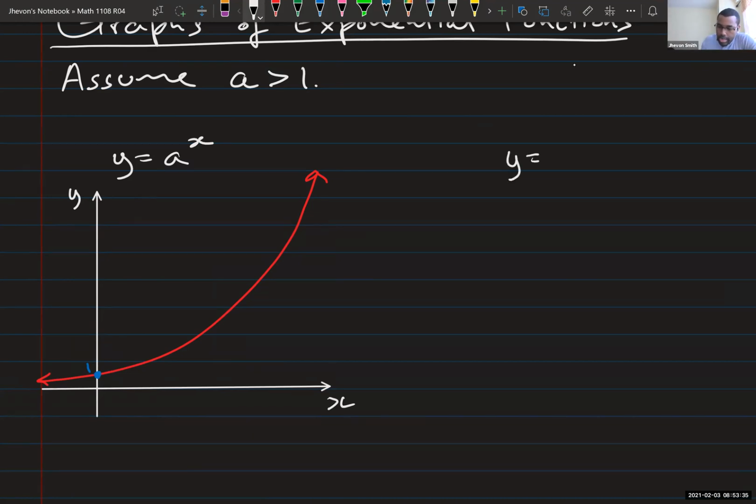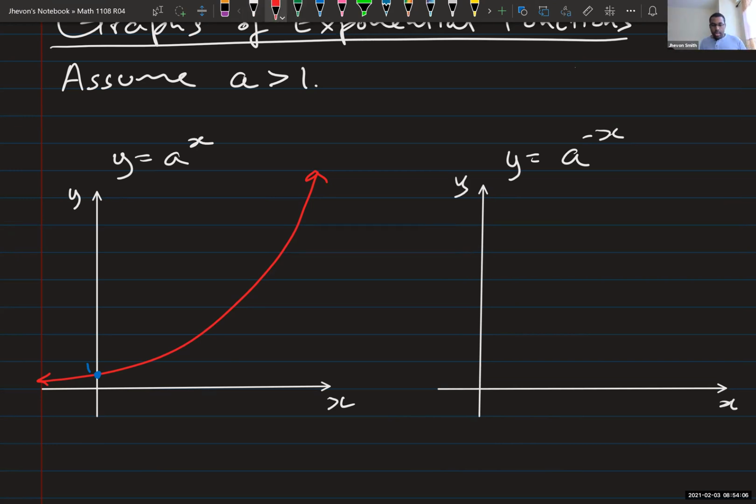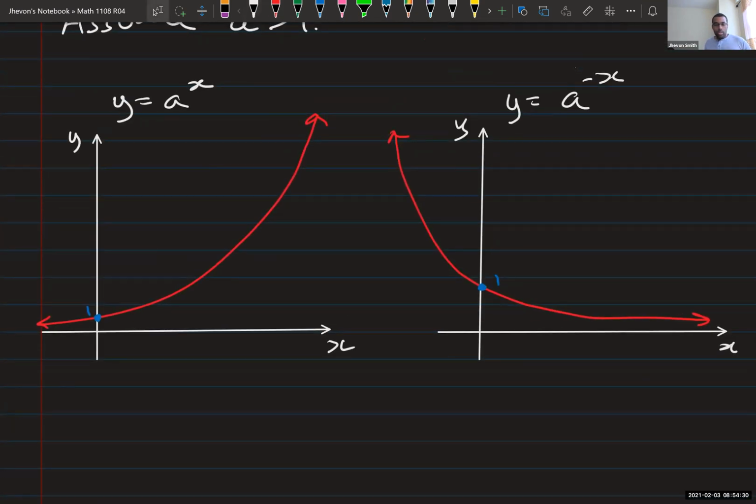If I were to write it as a to the minus x, then the graph is going to look like this. Should probably make it look a little bit more like the last one. And this again passes through 1. So that's what those two graphs look like.